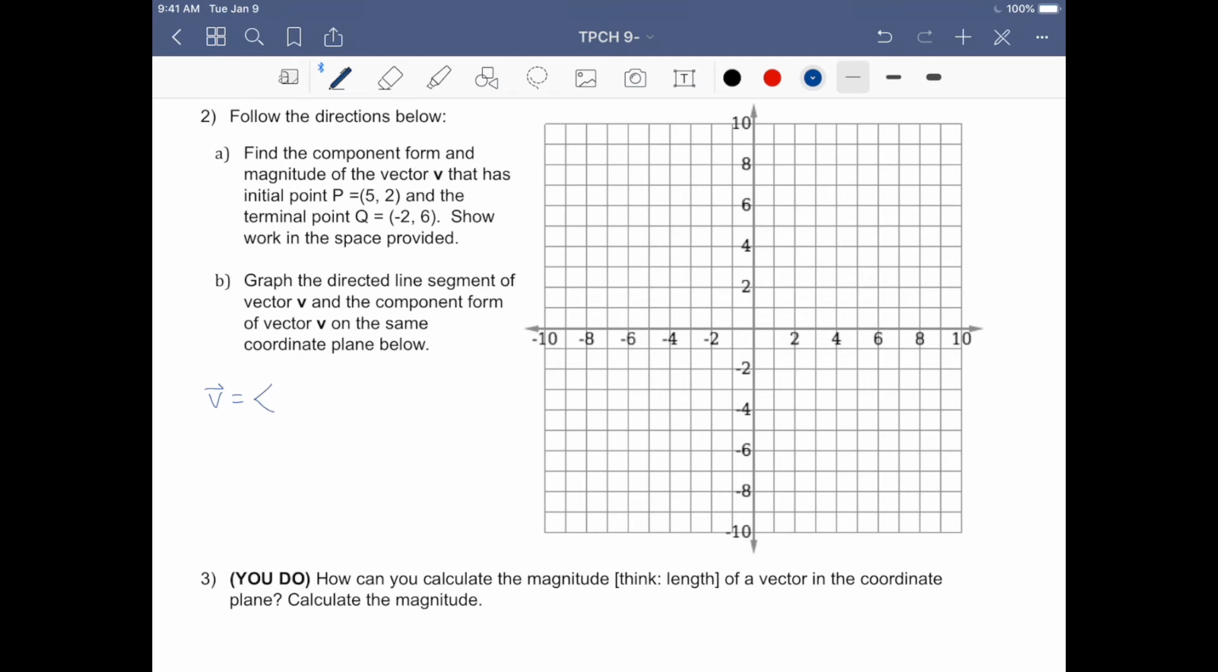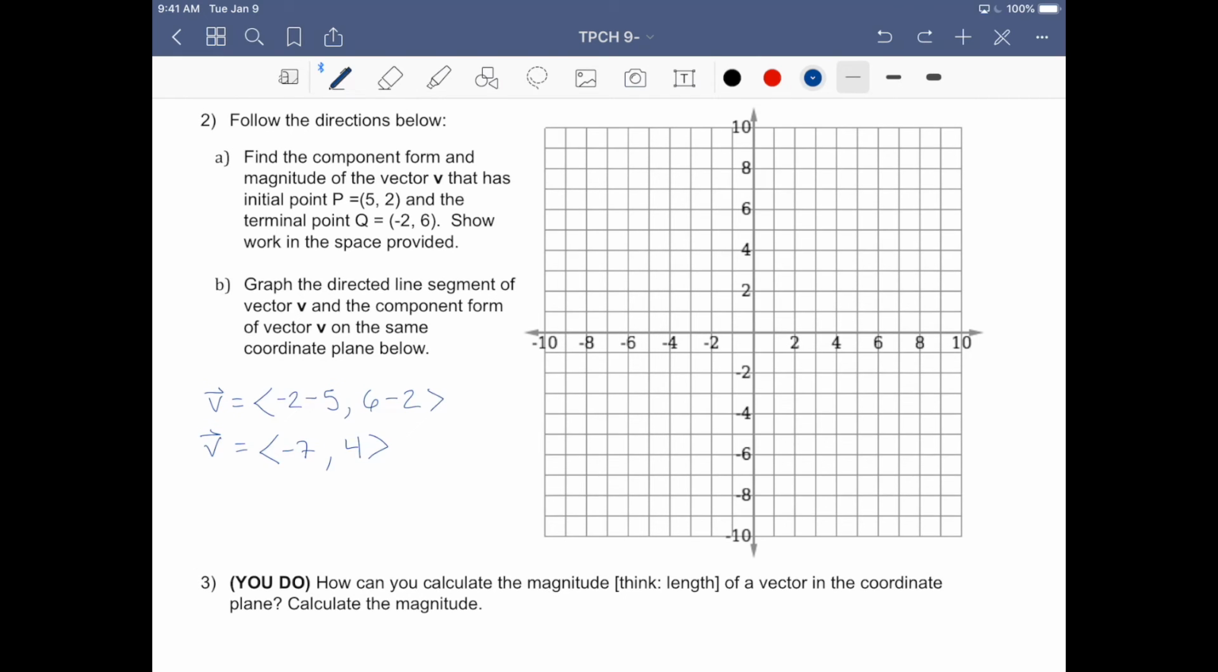What I'm going to do is take the terminal point and look at the x component of the terminal point, which is negative 2. And then I'm going to subtract the x component of my initial point, which is 5. Now I'm going to take the y component of my terminal point, and subtract the y component of my initial point. And then I'm going to simplify. Negative 2 minus 5 is negative 7, and 6 minus 2 is 4. So here's my vector in component form.